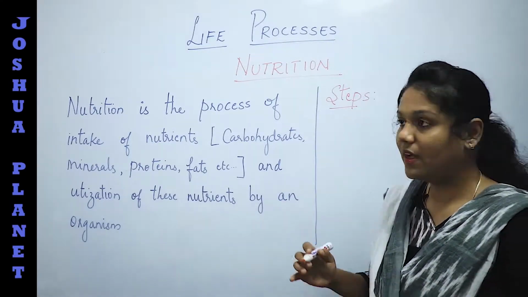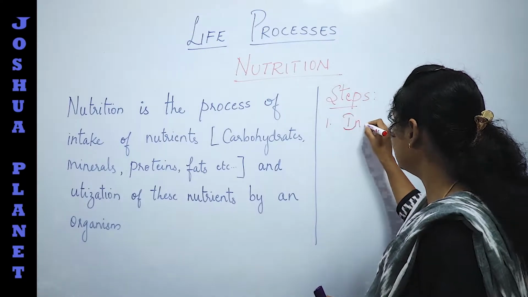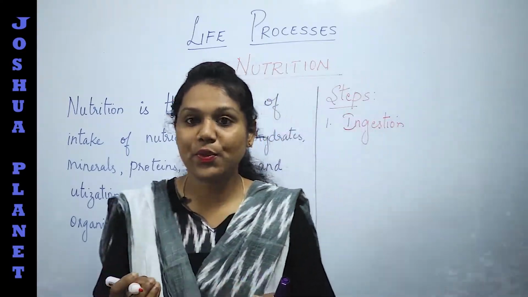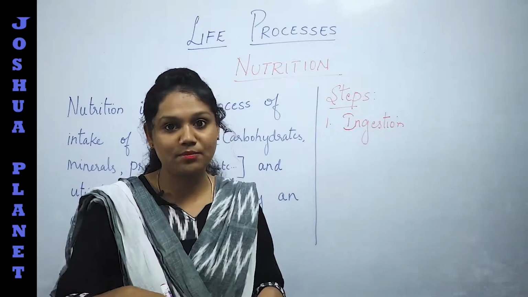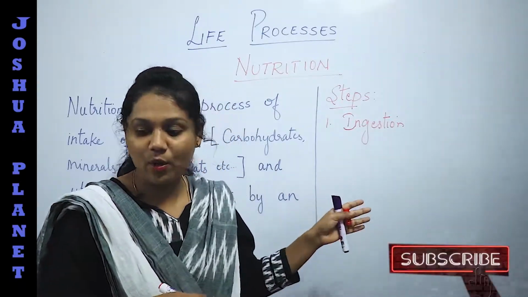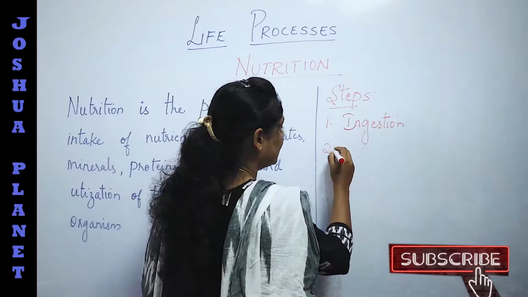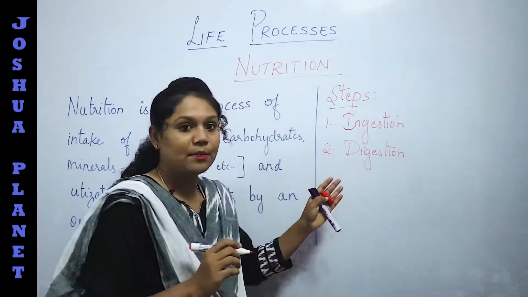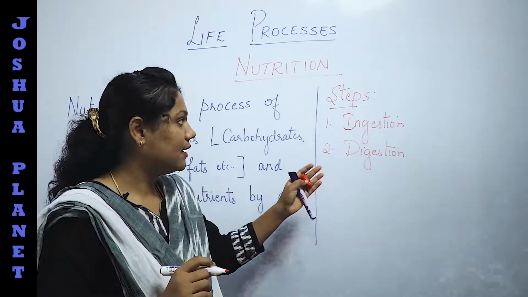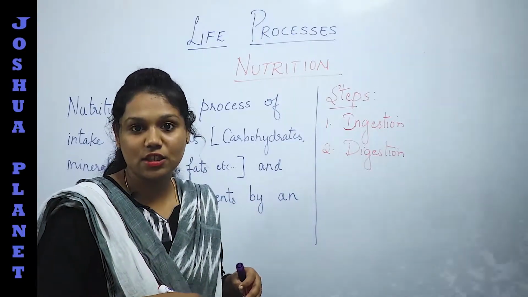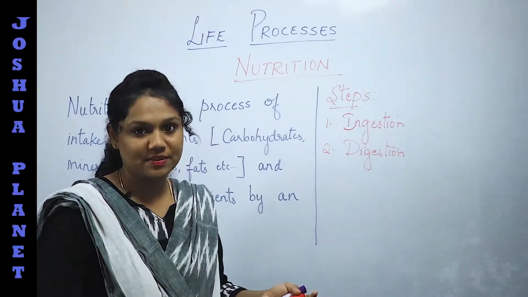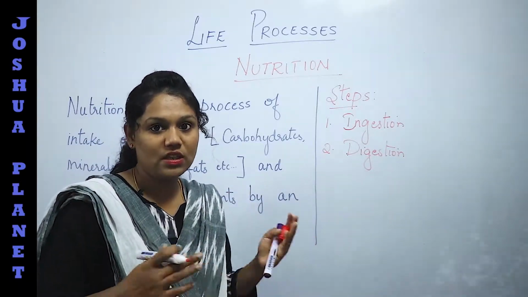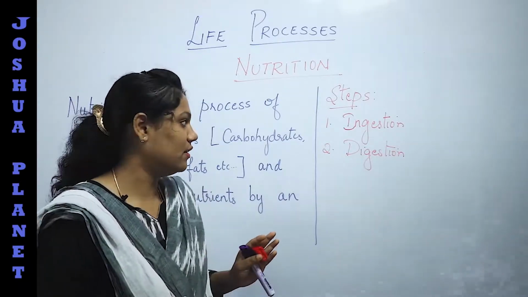So what is the first step? The first step is ingestion. In the sense, the organism has to take up the food. The process where the organism takes the food within itself is called ingestion. What is the next process after ingestion? It is digestion. So what do you mean by digestion? In this step, the food that we have taken in, the food that is consumed, is broken down into simple substances. The word digest means breaking of complex substances into simple substances. This is what happens during the digestion step.